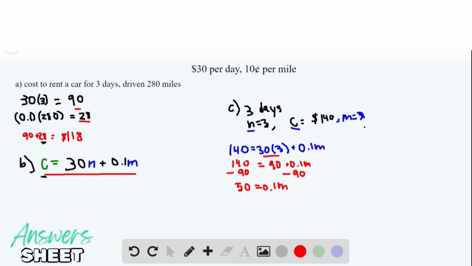And then now to fully isolate our m, we're going to divide both sides by 0.1. And we find that m, the number of miles, equals 500 miles.